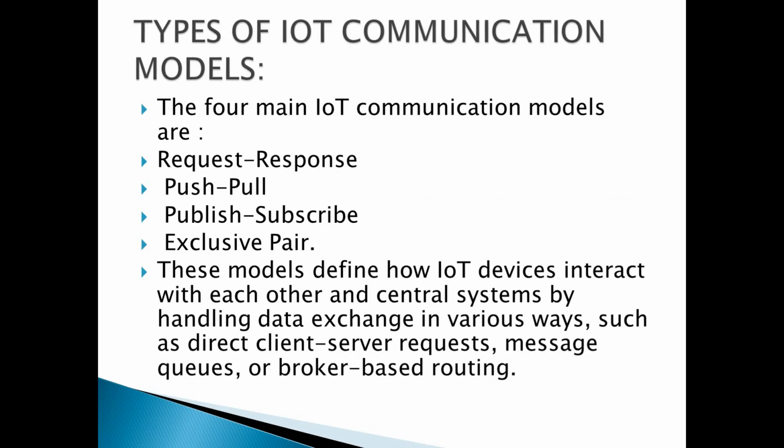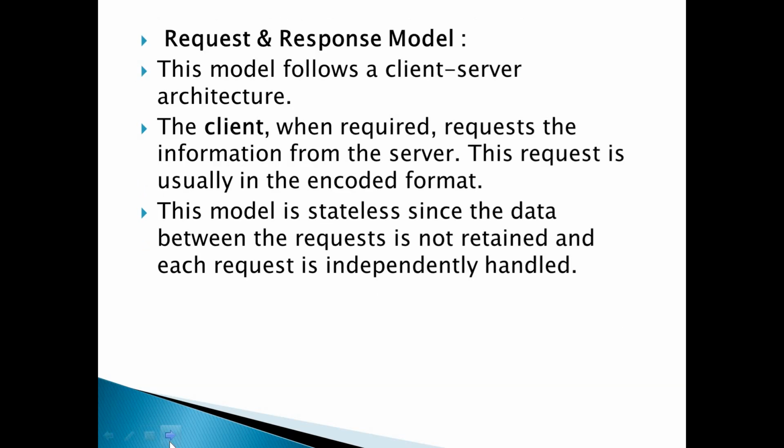What are the types of the IoT communication model? There are 4 types of IoT communication model. First one is request and response, second is push and pull, third is publish and subscribe. Fourth one is the exclusive pair model. First model, request and response model.